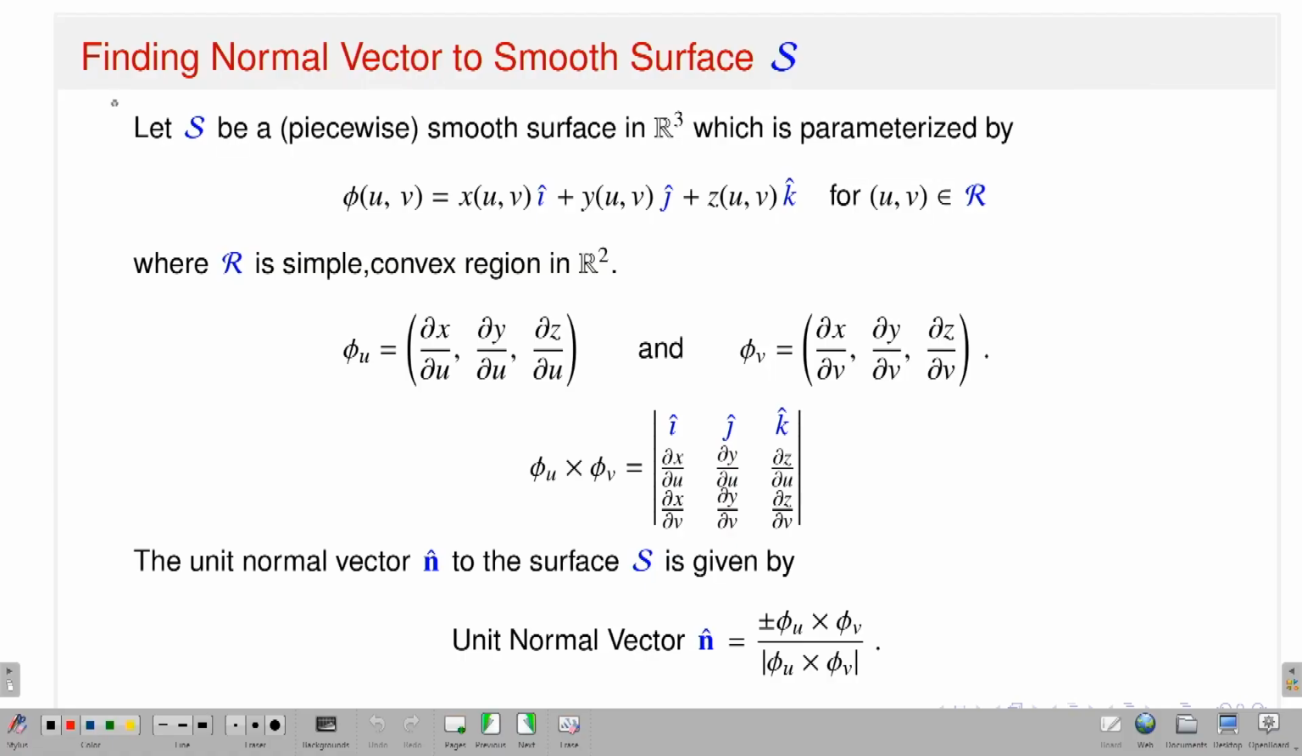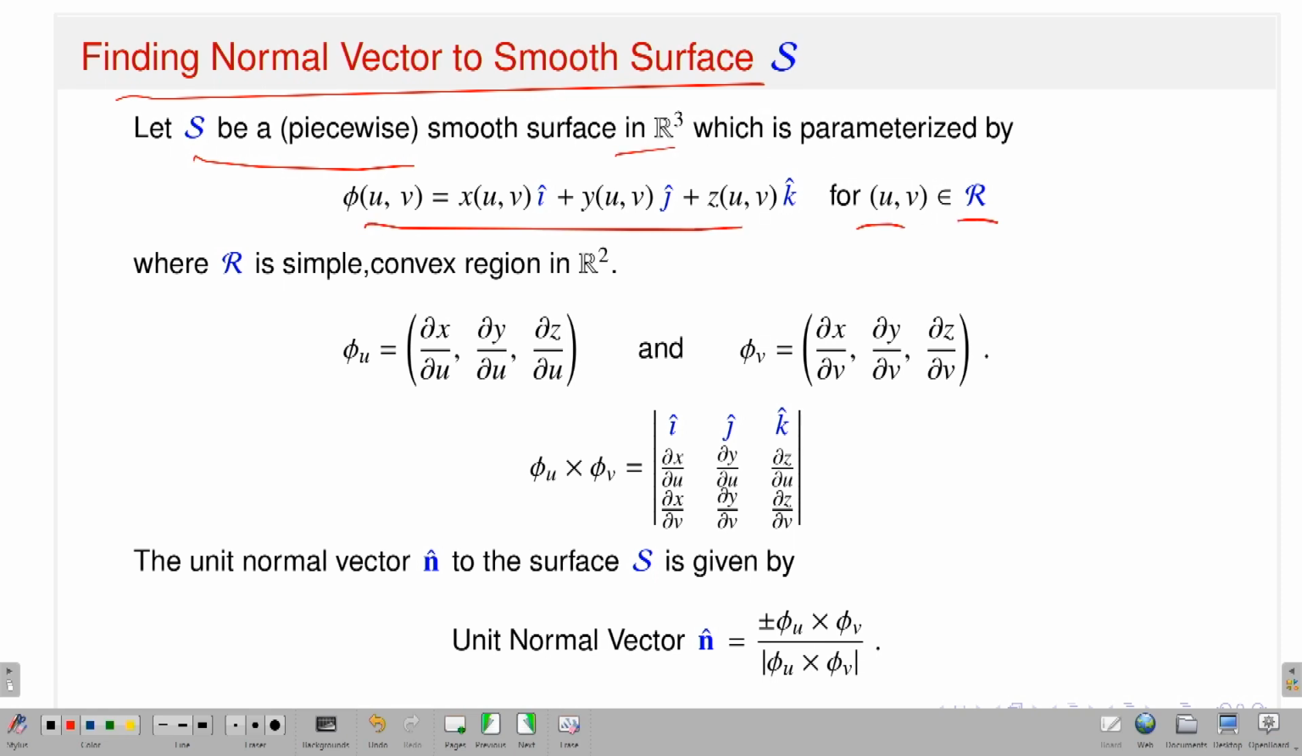Okay, so now once I have a smooth surface, one can calculate the normal vector to the smooth surface. So, finding the normal vector to a smooth surface. Let's suppose S is a smooth or piecewise smooth surface in R3. Suppose the corresponding parameterization is given, where (u,v) runs over R, and suppose R is a very nice region in R2, that means a simple convex region in R2. Then what will be the corresponding normal vector to that smooth surface?